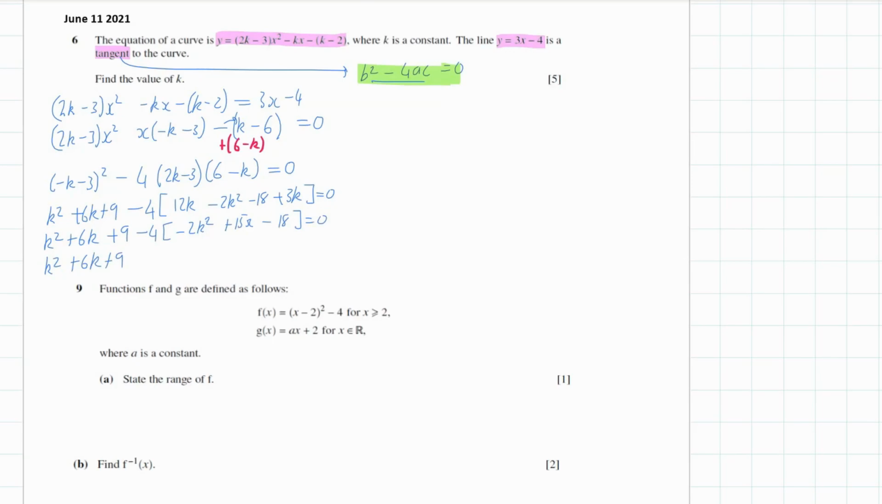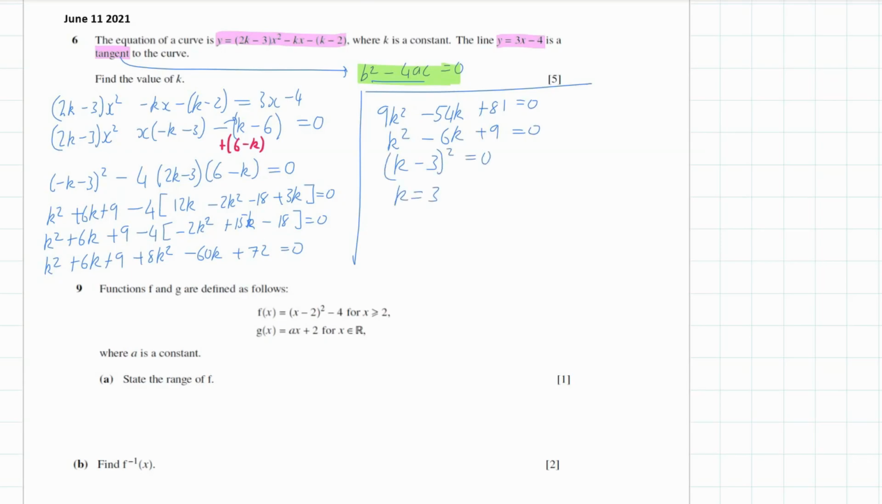Now we're ready to expand that bracket there. So we're timesing everything by minus 4, so that gives us positive 8k squared minus 60, oh that's a k, isn't it? 60k, and then plus 72. Now let's see what we get there. So I'm thinking it's 9k squared, negative 54k. I'm just gathering the like terms here. And then I've got 72 and 9, which is positive 81, and that's equal to 0. Now it looks to me like we can divide out by 9, and you can see that k is equal to 3. So 5 marks there, but a relatively straightforward question actually, I think.